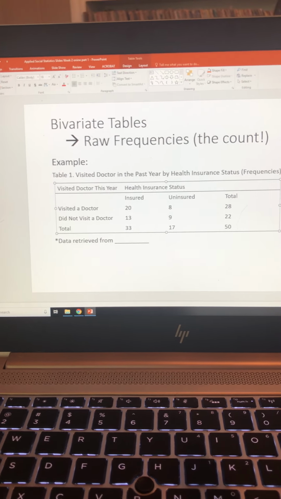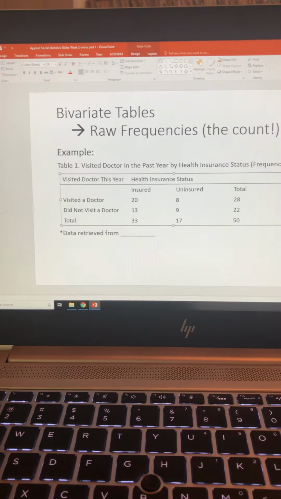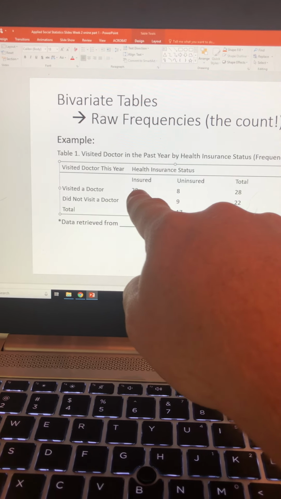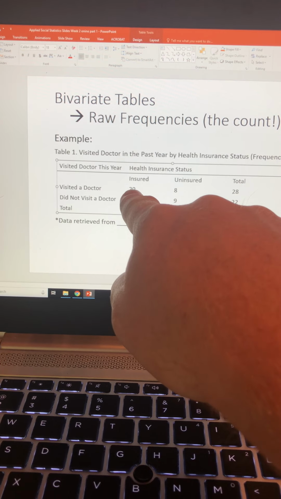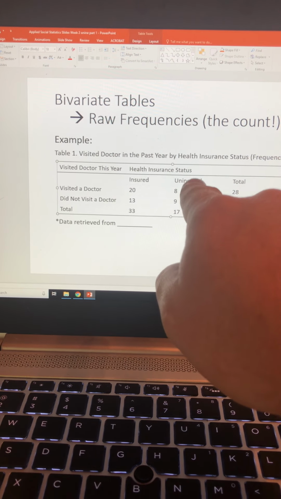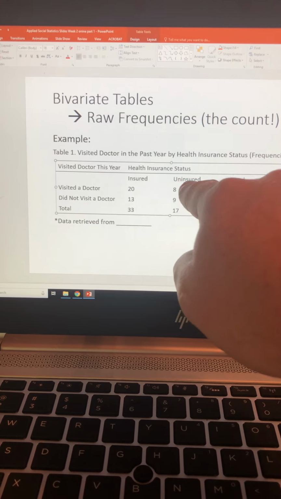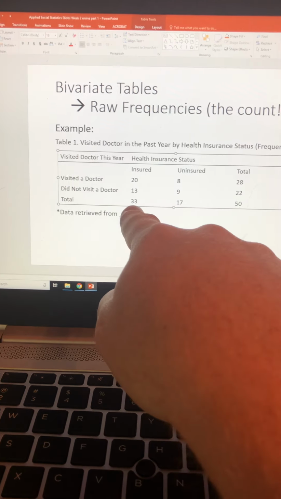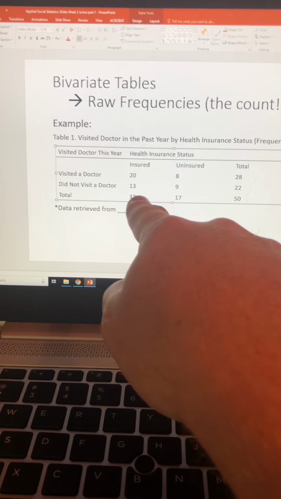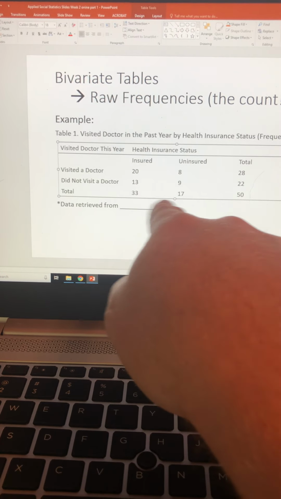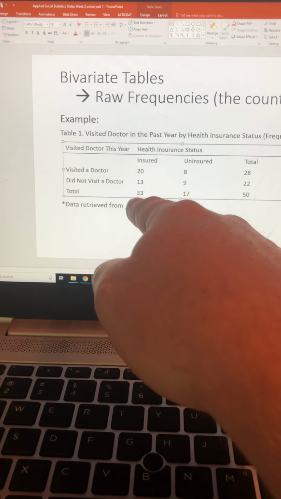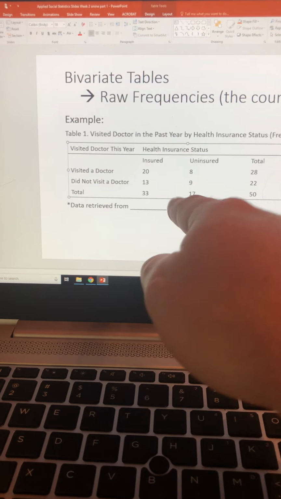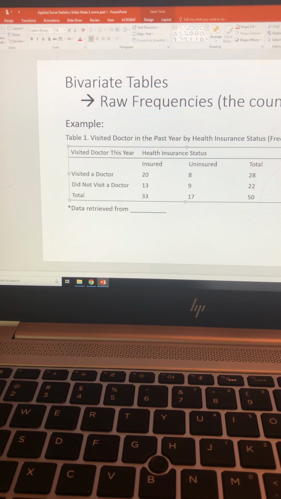Why can't we compare? Because I can look at this right now and say, wow, of the people who were insured, there's 20 here that visited a doctor versus 8 uninsured people that visited a doctor. The problem is that these have different denominators, right? We have more people that are insured than uninsured in our samples. So it stands to reason that more people who are insured are going to visit a doctor because there's more of them. There's almost twice as many in our sample.